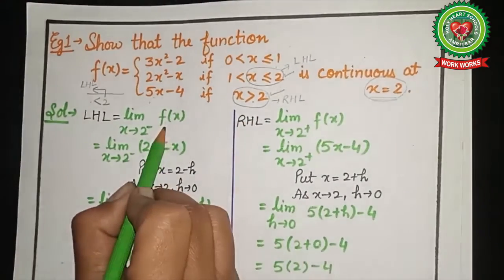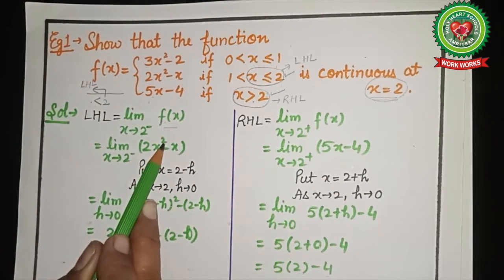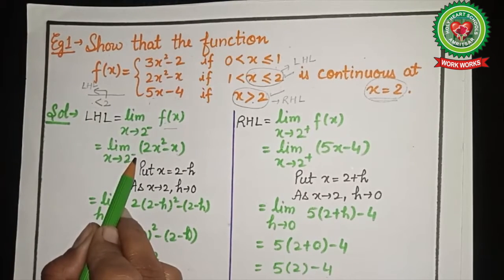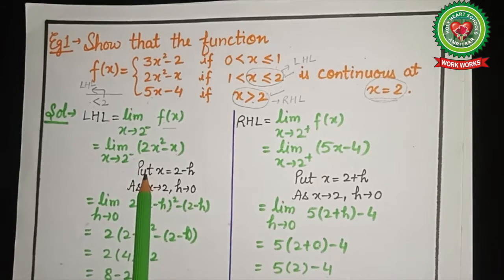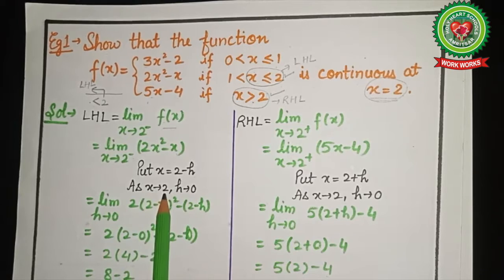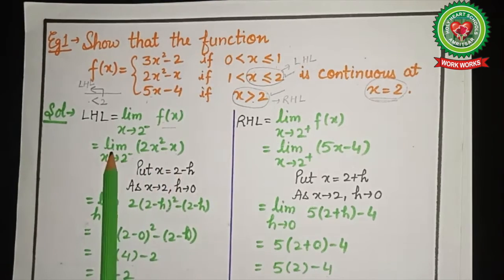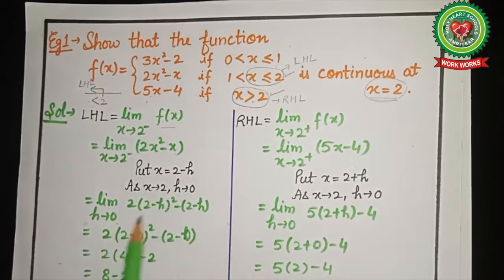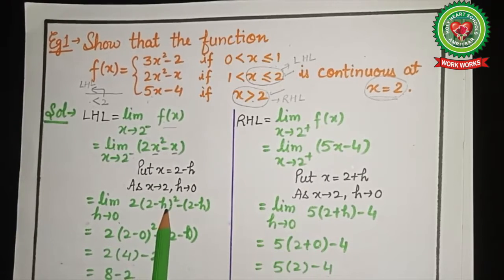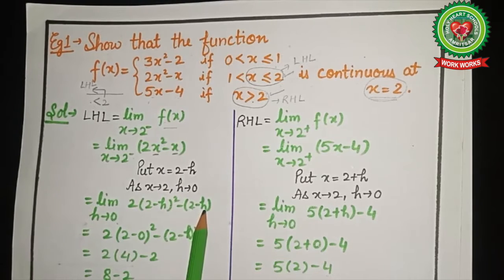So put the value of f(x) here. It is limit x tending to 2 negative of 2x² − x. Now here the limit is 2 negative, so we will use the h method. So put x equal to 2 − h. Now as x approaches 2, h approaches 0. So we get limit h approaches 0. In place of x, put the value. So 2 into (2 − h) whole square minus again x in place of x, (2 − h).